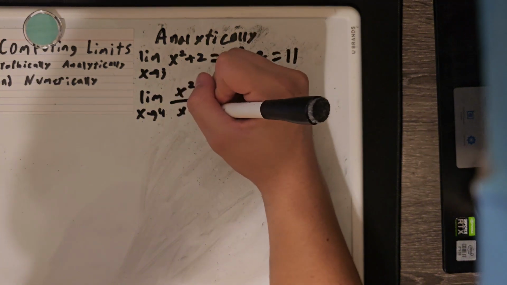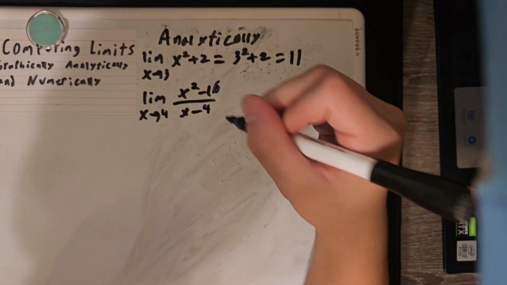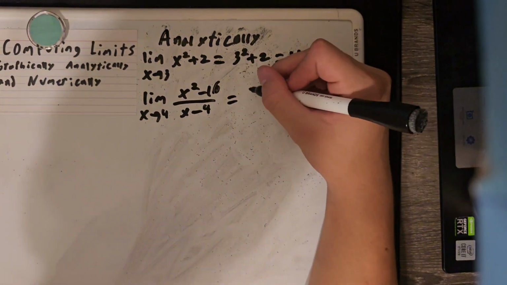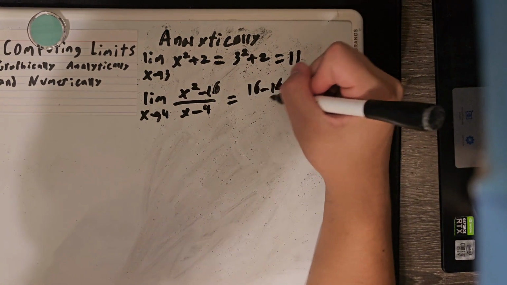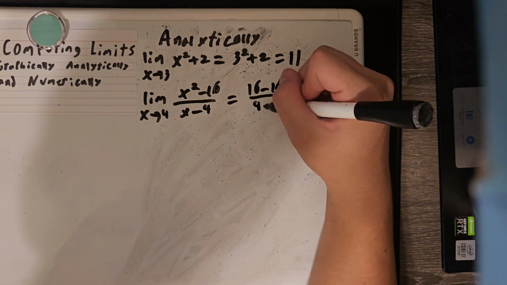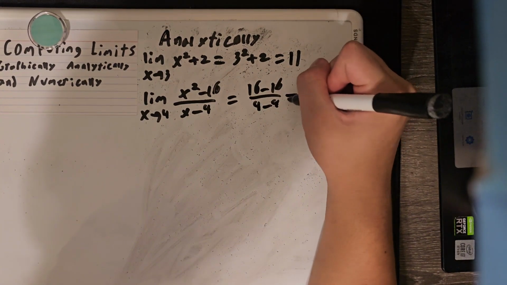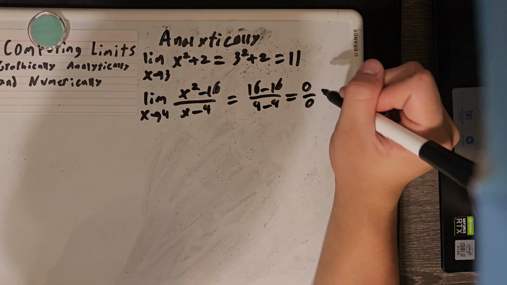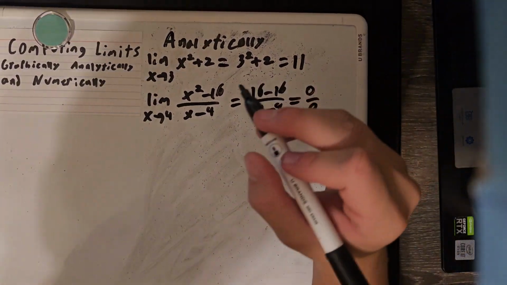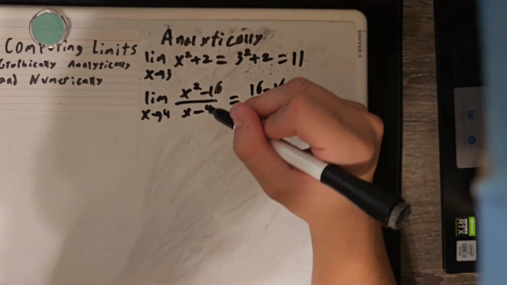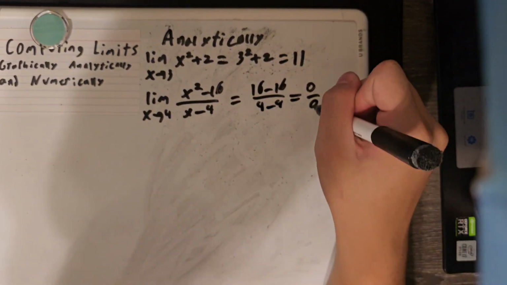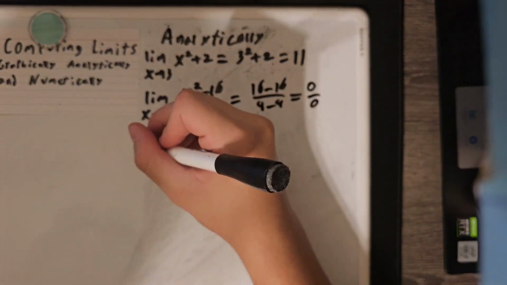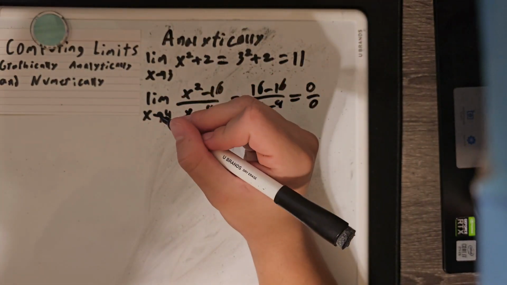over x minus 4, if we were to plug in 4 as our limit, it would be equal to 16 minus 16 over 4 minus 4, equaling 0 over 0, which is undefined. Now, a lot of times, when given an equation like this, and if we get 0 over 0 for our limit, we can try to simplify this equation.